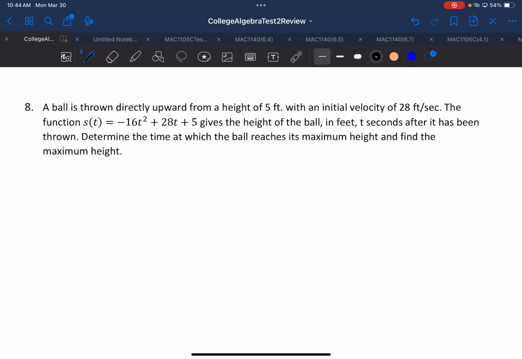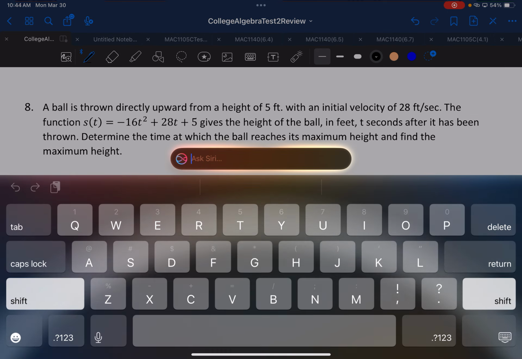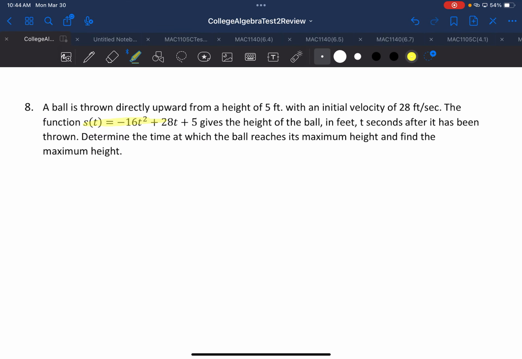So this problem says a ball is thrown directly upward from a height of 5 feet with an initial velocity of 28 feet per second. And the function here gives the height of the ball in feet t seconds after it has been thrown. Determine the time at which the ball reaches its maximum height and find the maximum height.